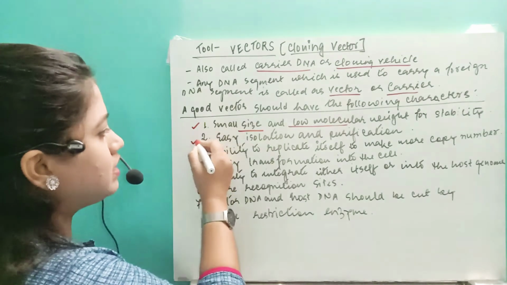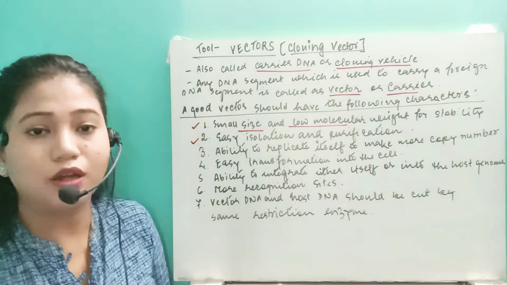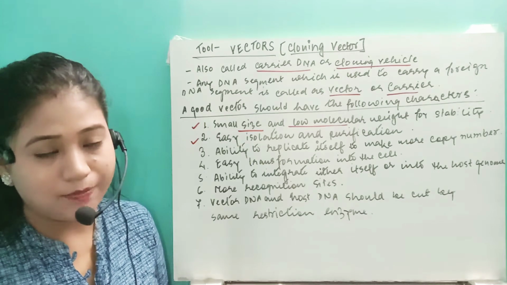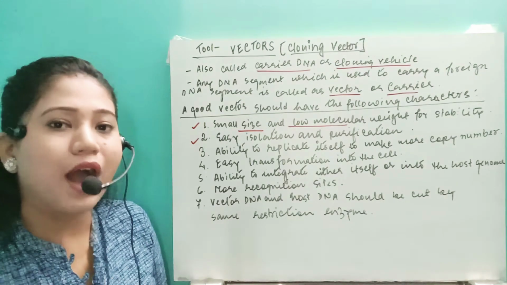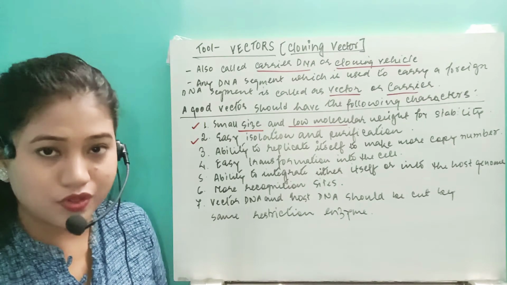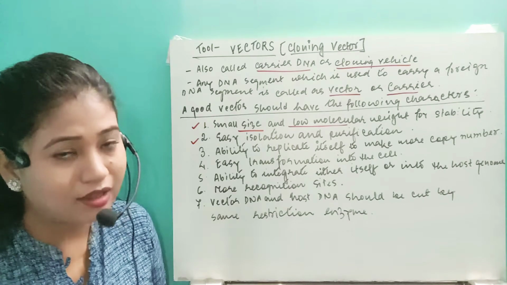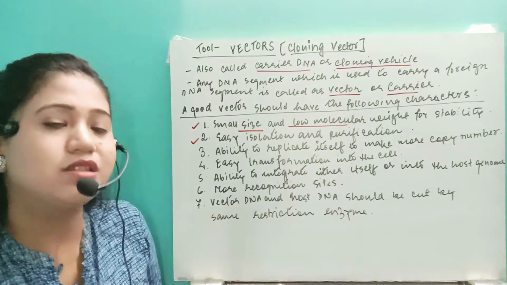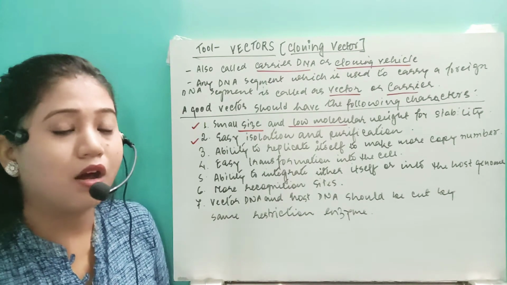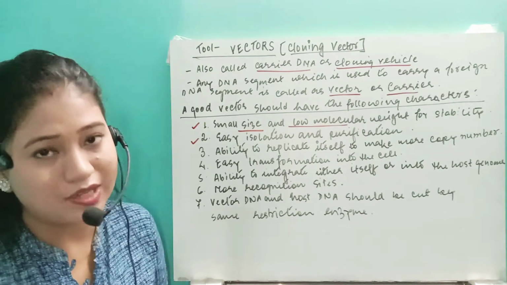Next one, easy isolation and purification. Suppose we made the vector as a rDNA. Then obviously we have to isolate that rDNA. Suppose we introduce it into the host cell, from the host cell we should be able to get the rDNA back. So for that reason we need a vector which can be easily purified or easily isolated for our purpose.